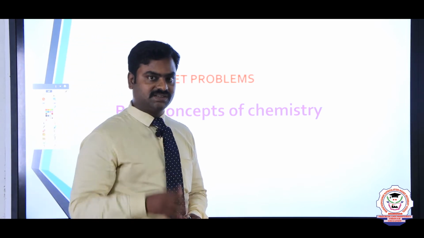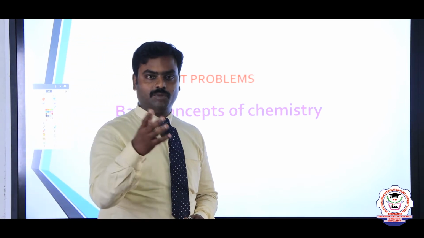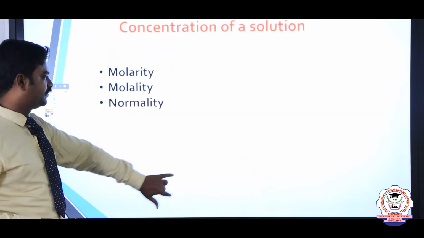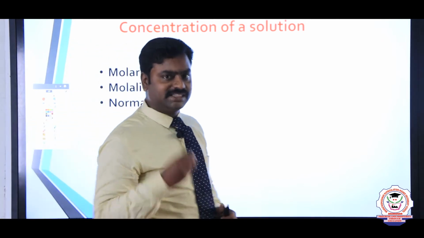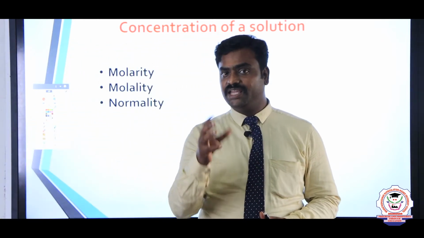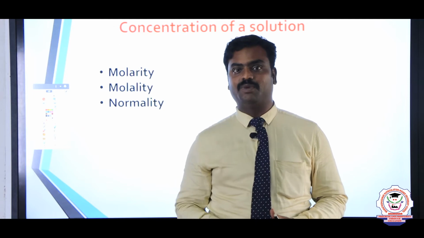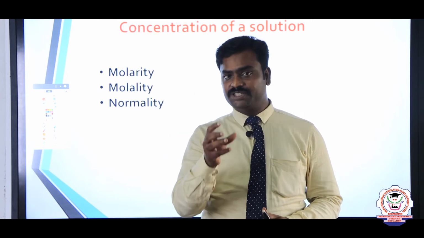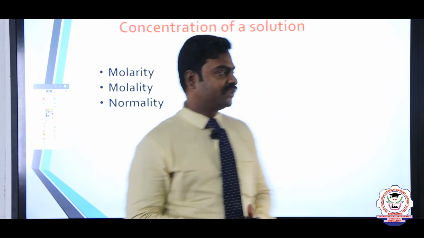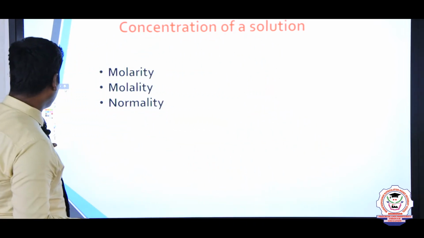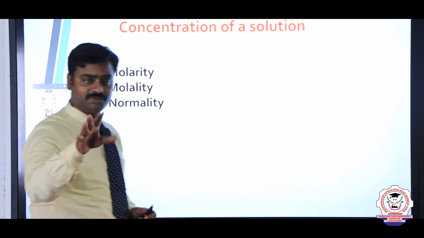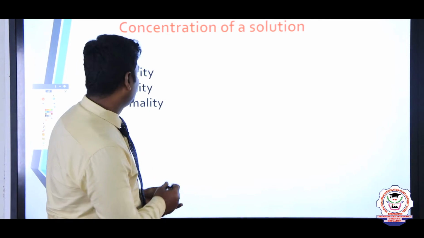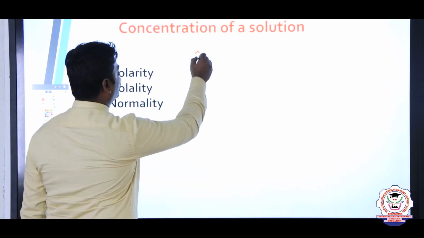In our last class we discussed molality, molarity and normality, and I explained how to derive the equation for molality as well as molarity. But today we are going to see how to derive the expression for normality also. What is molarity? Molarity is the number of moles of solute in 1 liter of solution. So the equation is n2 by V for molarity.